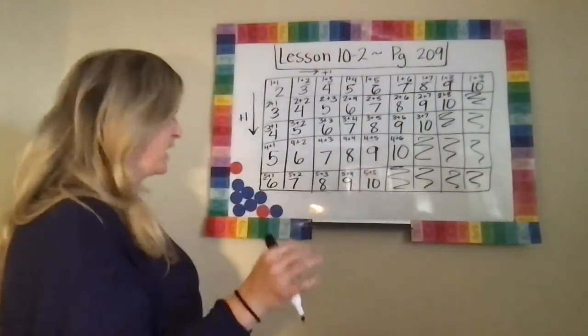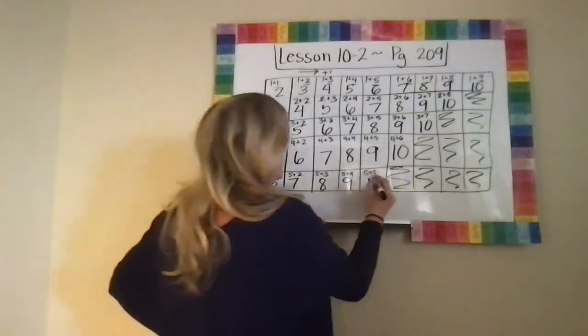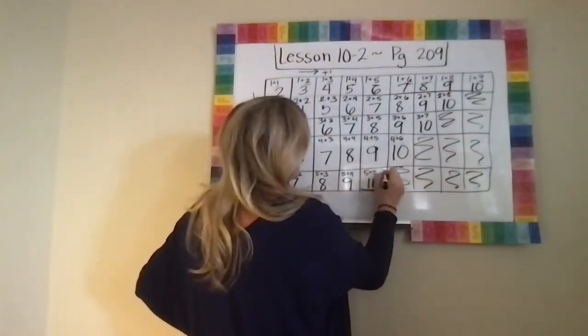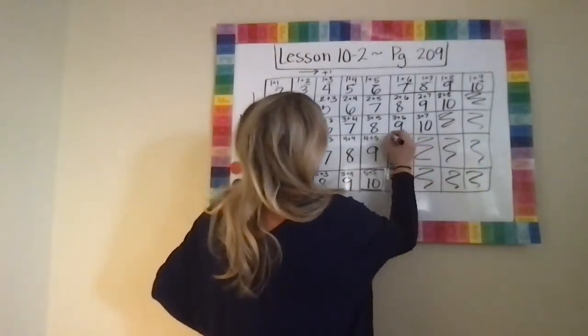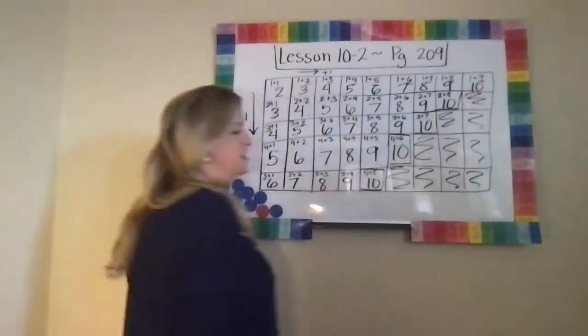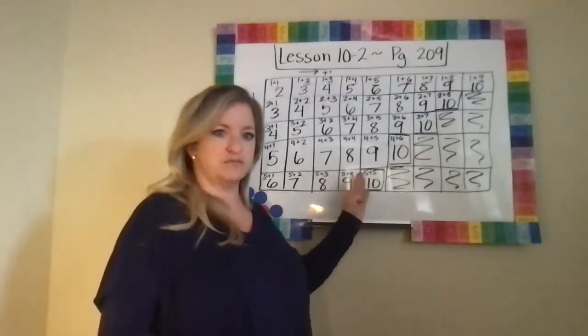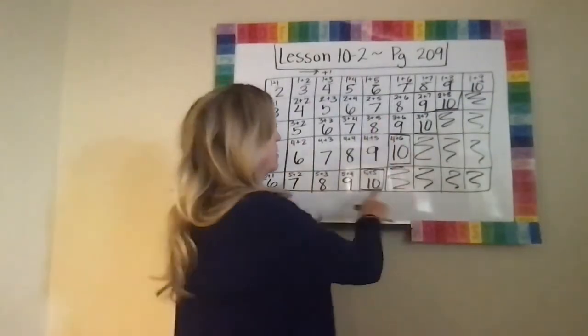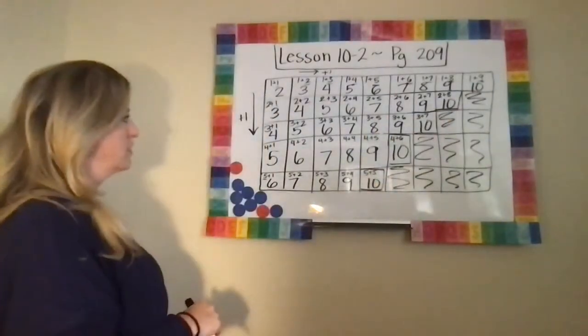So hopefully you see those patterns. It's very cool. This is a friend of 10: 5 plus 5, 4 plus 6, 3 plus 7, 2 plus 8, and 1 plus 9. Those are all friends of 10 moving along this diagonal, okay?